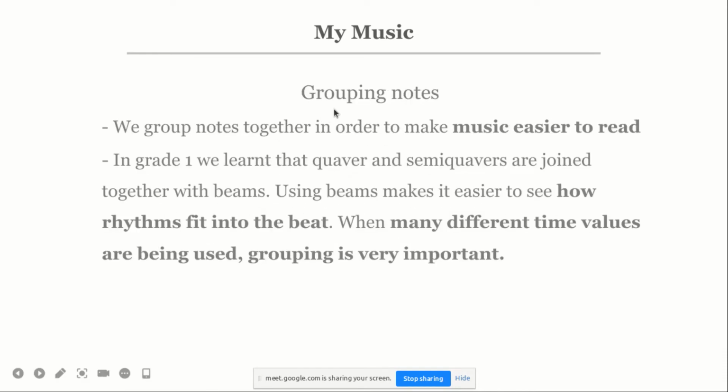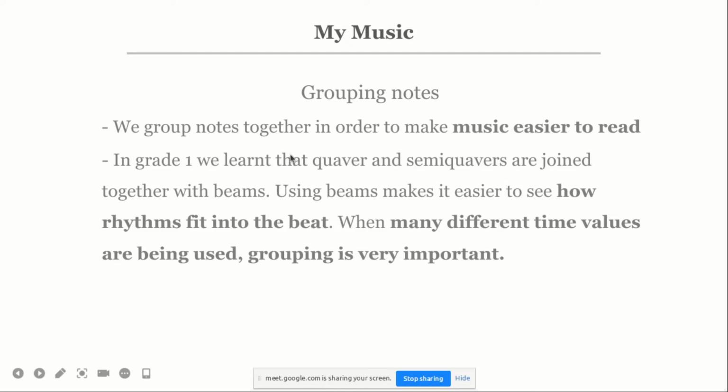So, grouping of notes. Remember we said about grouping notes in grade 1, and this is what we said. We group notes together into beats. For example, we grouped notes into crochet beats because we were doing 2/4, 3/4, and 4/4 in grade 1. In grade 2, we have added 3/2 and 2/2 and 3/8 to our time signatures. So we will have more to learn about grouping of notes.